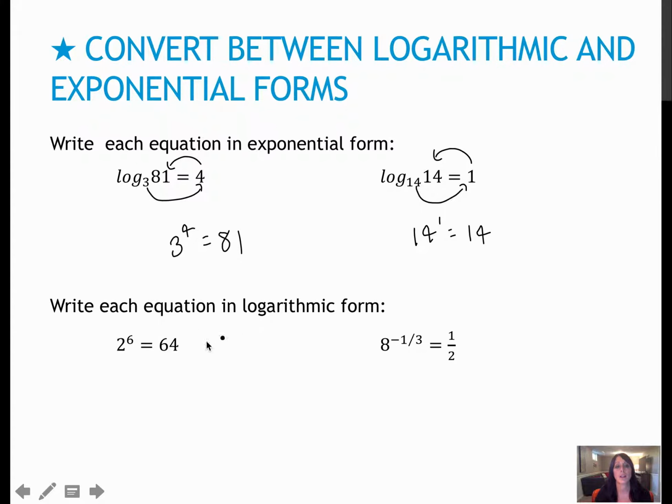Going from exponential back to logarithmic, again, the base is the base, so it's going to be log base 2 of 64 equals 6. And then log base 8 of 1/2 equals negative 1/3.